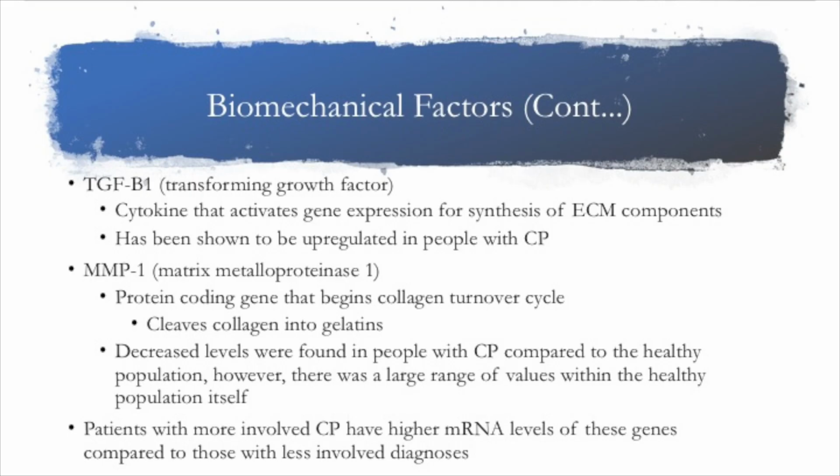Now that we've talked in more detail about what components make up the ECM, we can talk about how those components are regulated by their physiological factors. One of these factors is TGF-beta 1. Collagen turnover is controlled by TGF-beta 1. This is a cytokine which plays a role in activating the gene expression for synthesis of ECM components. It has been shown that TGF-beta 1 mRNA is upregulated in people with cerebral palsy.